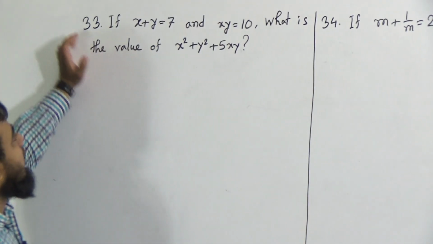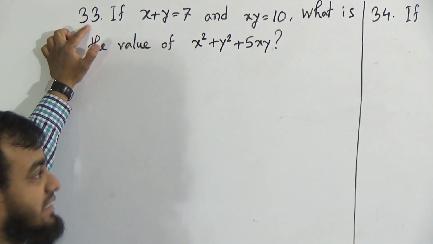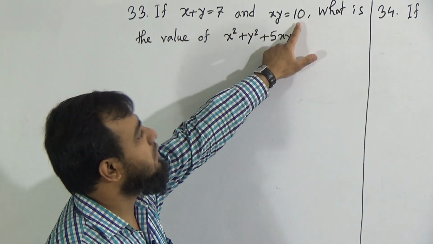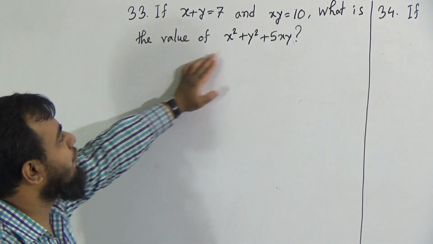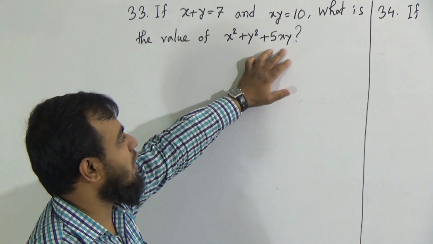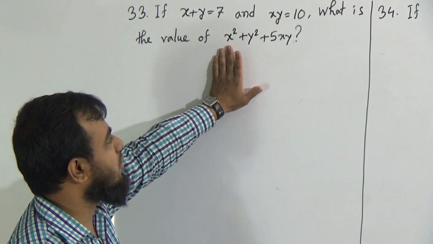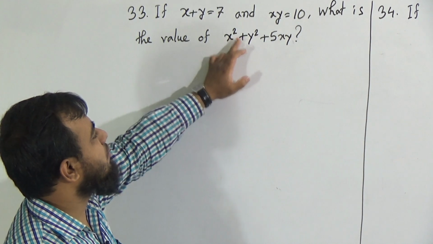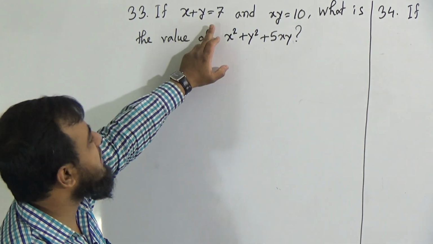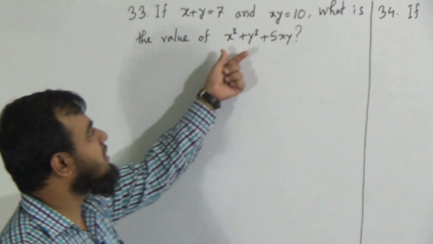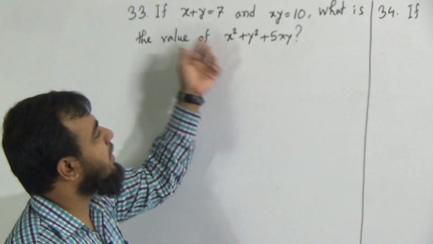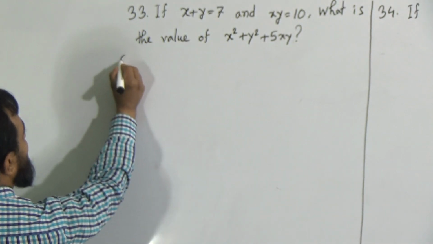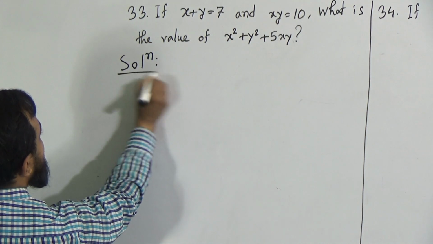Question number 33 of your book, page number 86. My dear students, it says, if x plus y equal to 7 and xy equal to 10, what is the value of x square plus y square plus 5xy? That means we need to find the value of x square plus y square plus 5xy. The value of xy is given, but the values of x square and y square are not given. The value of x plus y is given. That is why we will convert x square and y square into the formula of x square plus y square plus twice xy. It's a very easy calculation.